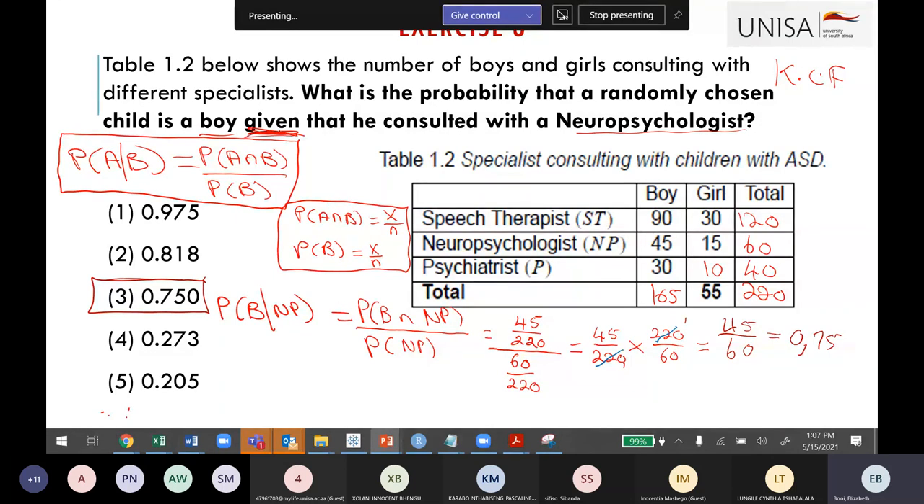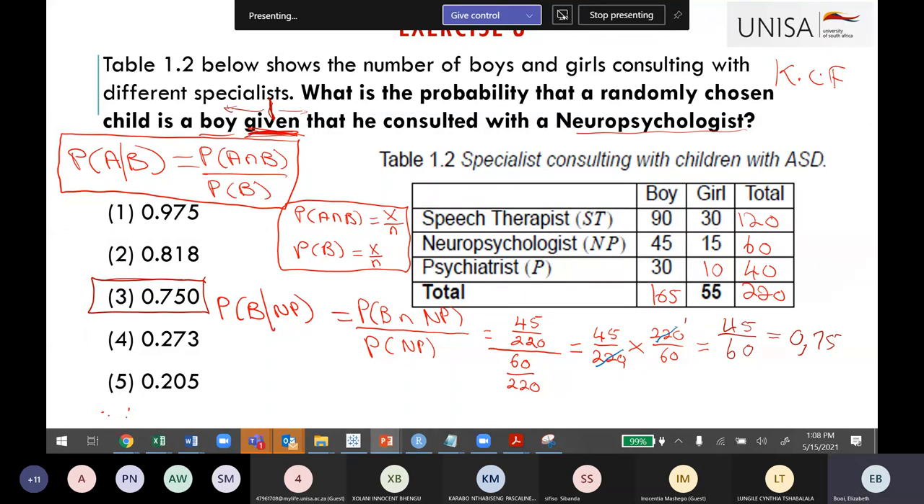So this given tells you where to put the line. This side is the boy and that side is neuropsychologist. Sometimes they might not ask the question in that manner. They might say, what is the probability that a chosen child, given that he consulted a neuropsychologist, is a boy? So you must read your questions carefully. The given part goes with the neuropsychologist. So you must read it carefully.